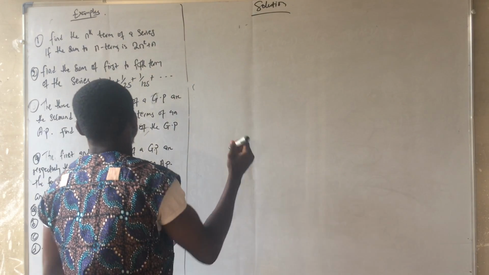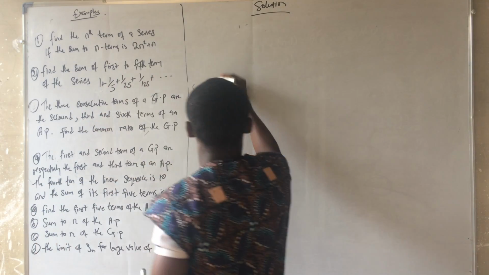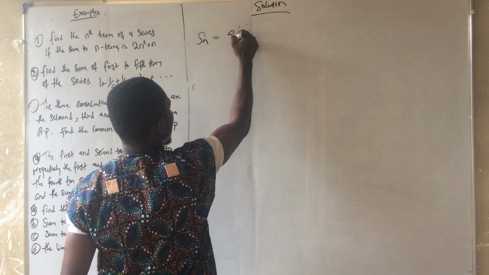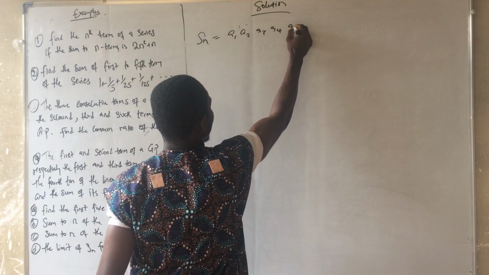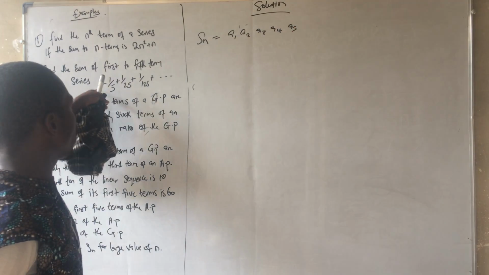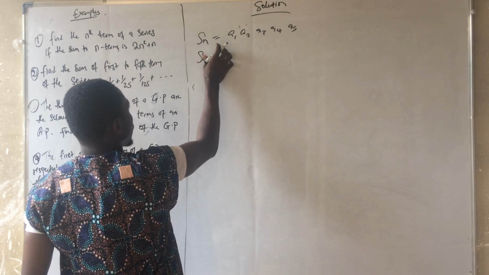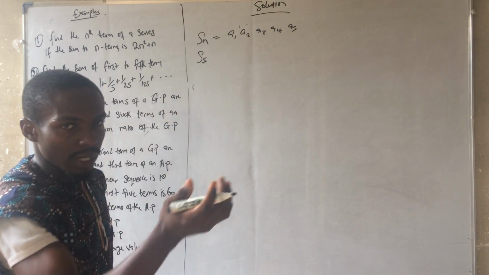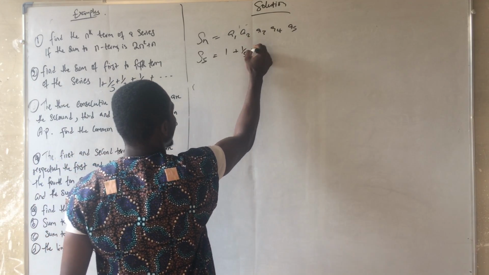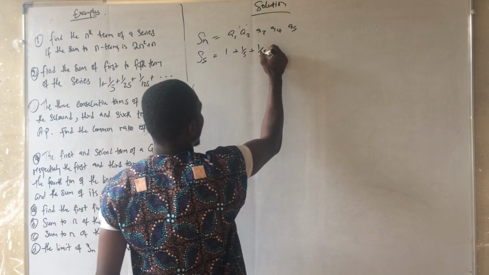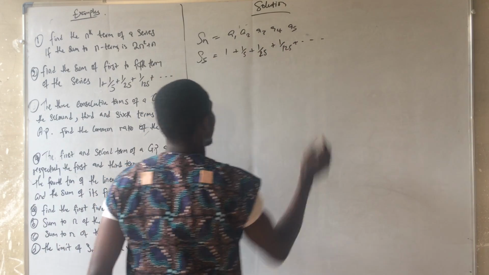The next one says that we should find the sum to the first 5 terms. So meaning that in Sn we have a1, a2, a3, a4, then a5. But here they give us only 1, 2, 3, 4. Since it is the sum to the first 5, we have S5 equal to 1 plus 1 over 5 plus 1 over 25 plus 1 over 125 plus the rest.